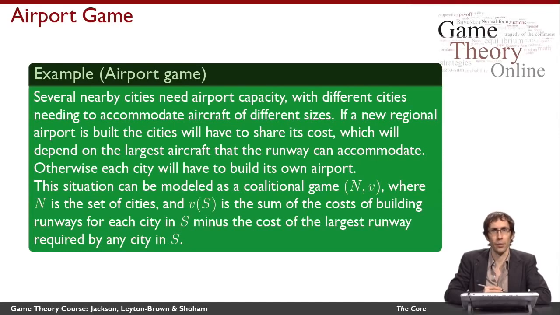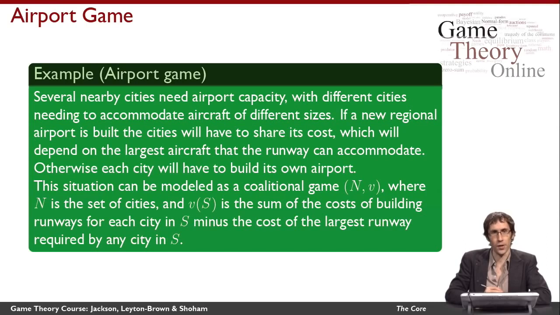If they build the regional airport, its cost is going to depend on the largest plane that has to be accommodated. So whichever city in the coalition that builds a regional airport needs the biggest aircraft is going to set the size of the airport for everybody. Otherwise, everyone just builds their own airport.